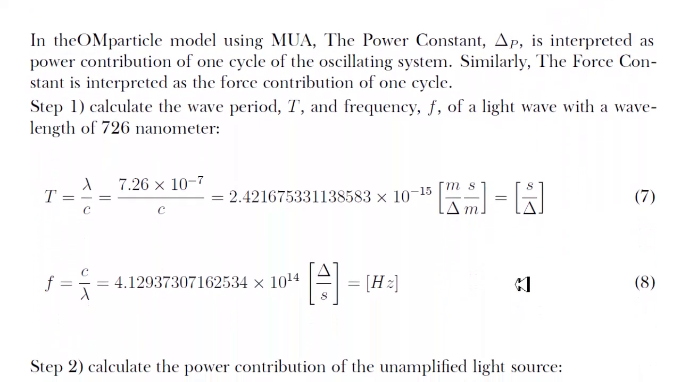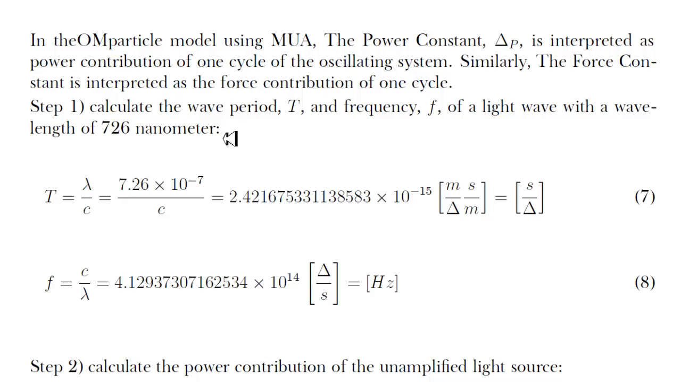Okay, so in the Ohm particle model using modified unit analysis, the power constant delta P is interpreted as the power contribution of one cycle, of one photon, of the oscillating system. This can be a traveling wave, this can be a standing wave as in the soliton model, and so this is the power contribution of 1 photon. Similarly, the force constant is interpreted as the force contribution of 1 cycle or 1 photon. That corresponds to 1 cycle, 1 period, 1 wavelength, 1 oscillation, 1 photon.